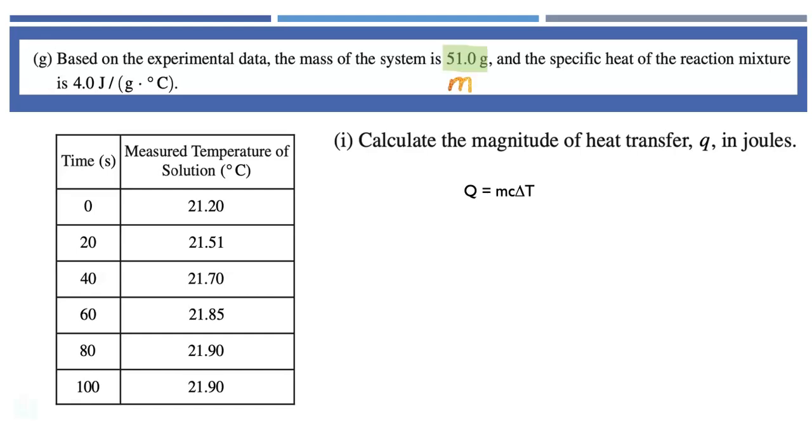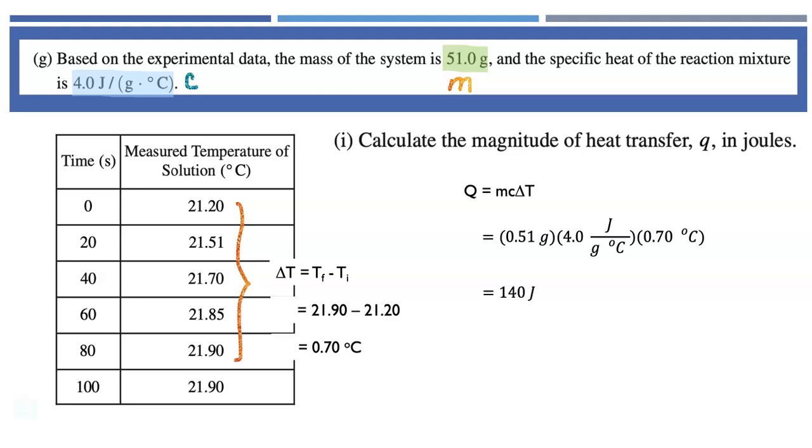Well, I know the mass of the system is 51.0 grams. I know the specific heat of the mixture is 4.0 joules per gram per degree Celsius. And then I need the temperature change, delta T, which is always T final minus T initial. T final is 21.90, T initial is 21.20. That gives me a delta T of 0.70 degrees Celsius. And substituting them into my equation, I get an answer of 140 joules. I really only know that to 2 sig figs.